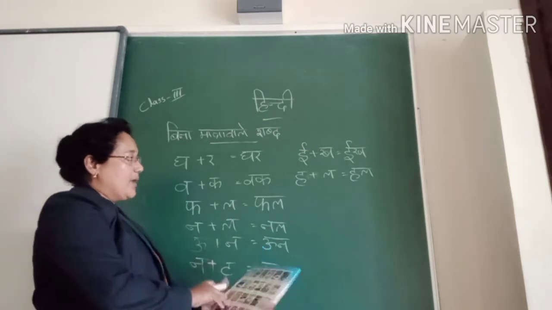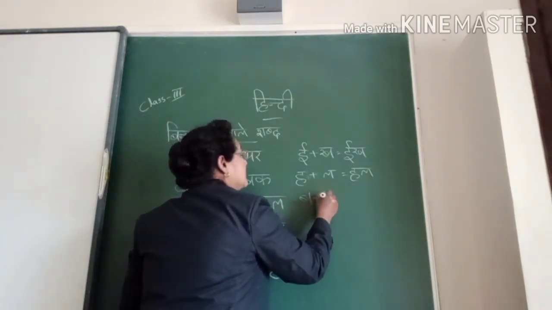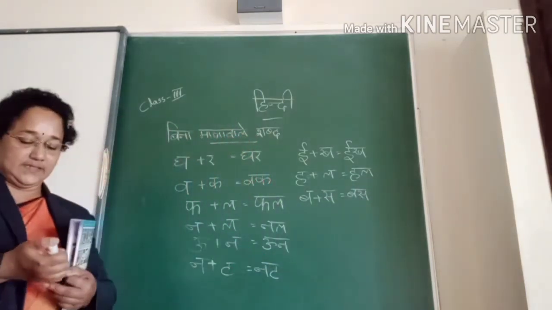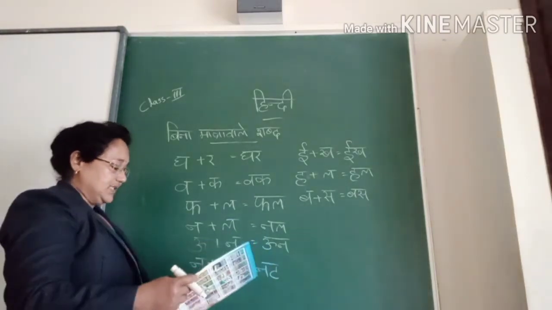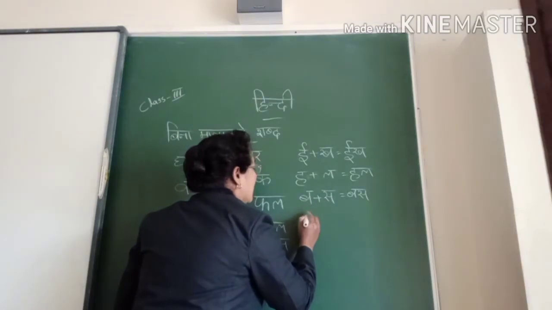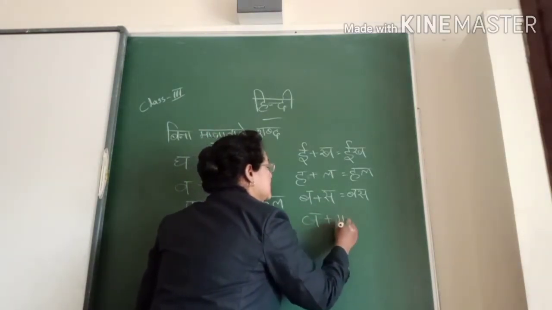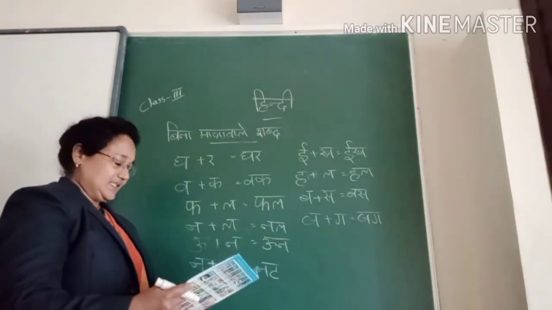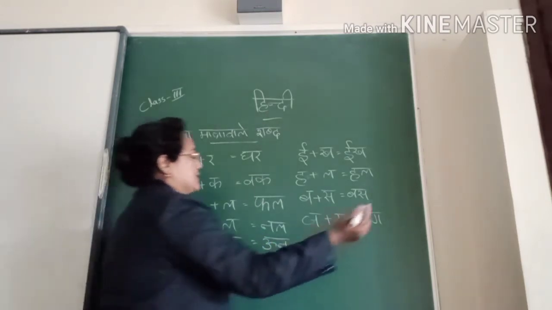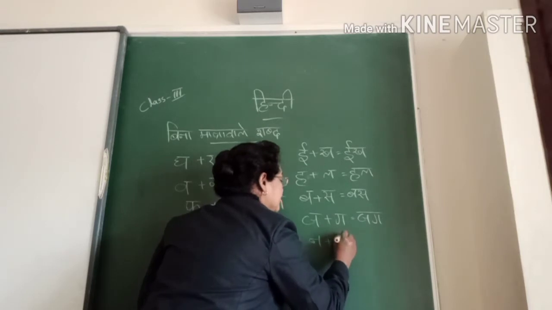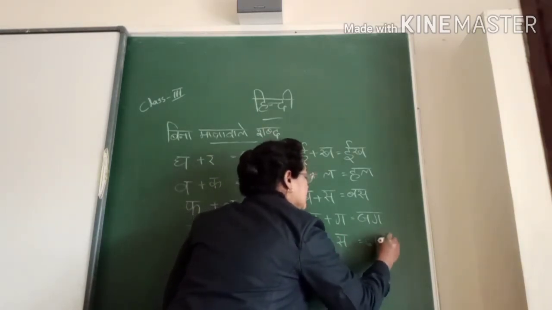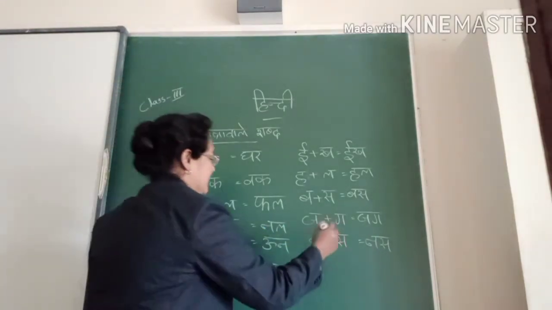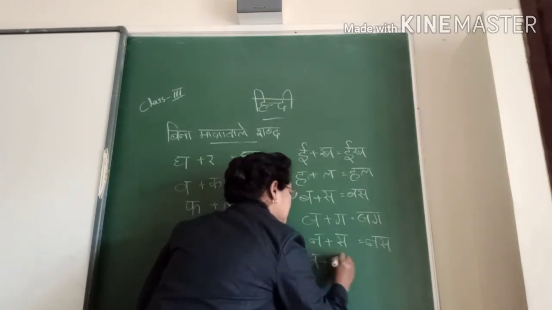Okay. Then go next. Ba plus sa, bus. Okay. Next. Which word is given in the reader? Ja plus da, jug. Ja plus da is equal to jug. Next word they have given: na plus sa, nas. Next word they have given: va plus da. Is equal to what?